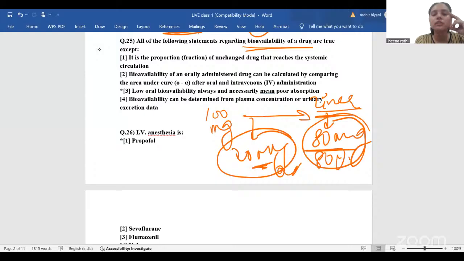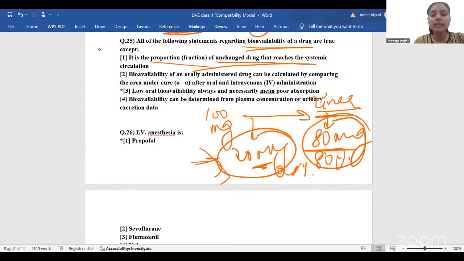This 20% of the drug is not available for action. So where is this 20%? It gets metabolized by first pass metabolism, so it does not enter the systemic circulation. The fraction of the drug which is available for action is called the bioavailability of the drug. It is the proportion or fraction of unchanged drug that reaches the systemic circulation. So this is a correct statement.